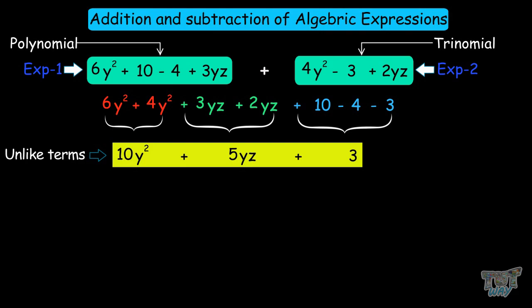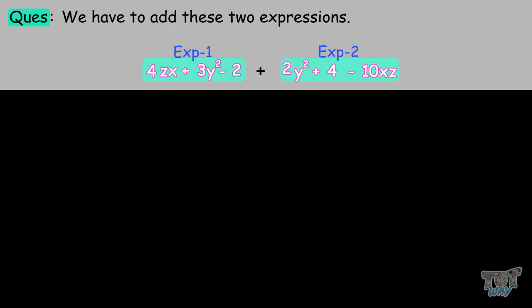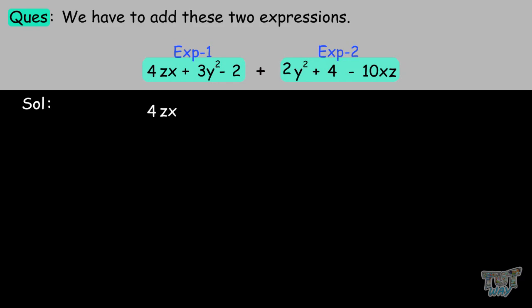Now let's have some more examples of adding algebraic expressions. We have 2 expressions. Expression 1 is 4zx plus 3y squared minus 2. Then add 2y squared plus 4 minus 10xz. So we have to add these 2 expressions. Let's solve it. 4zx plus 3y squared minus 2 plus 2y squared plus 4 minus 10xz.